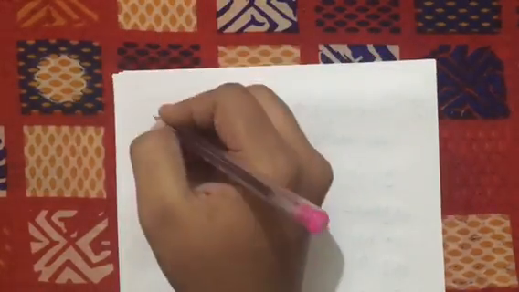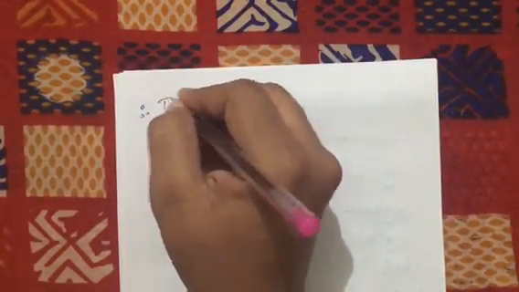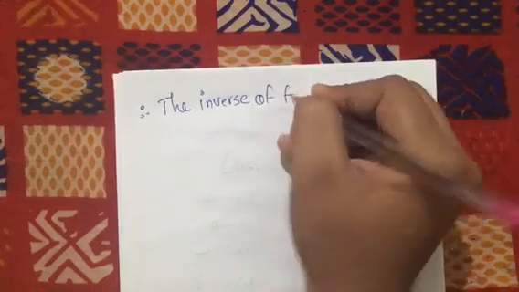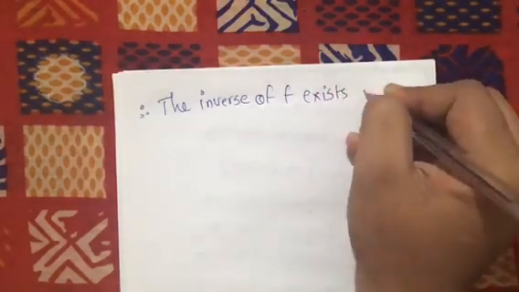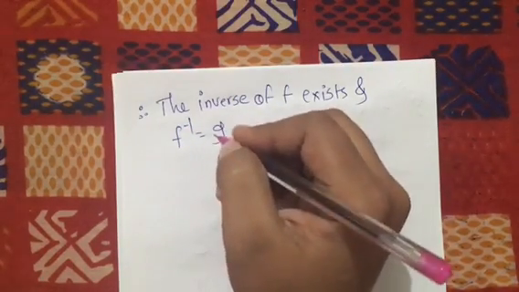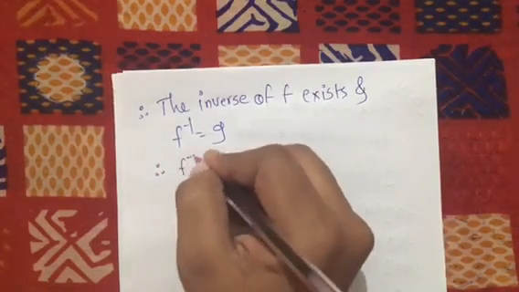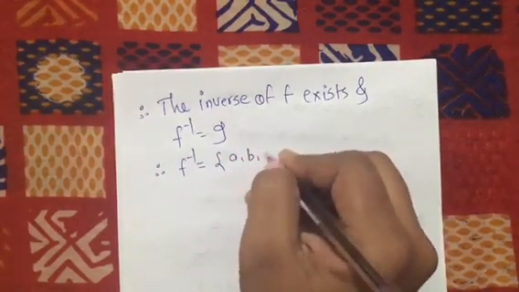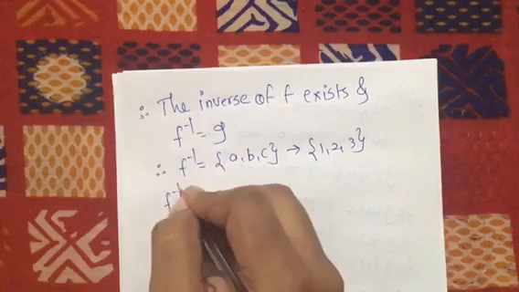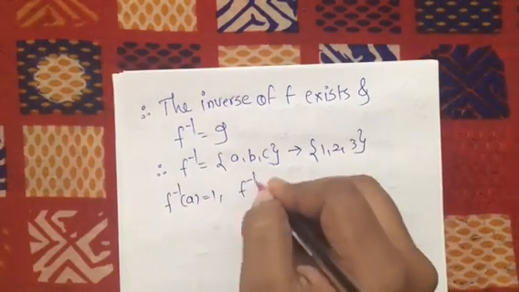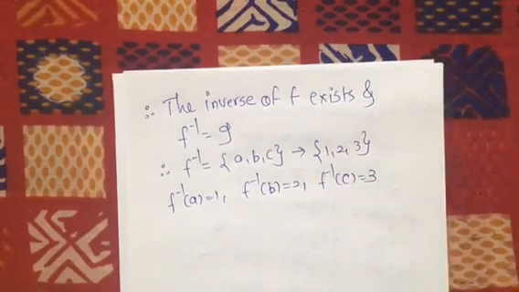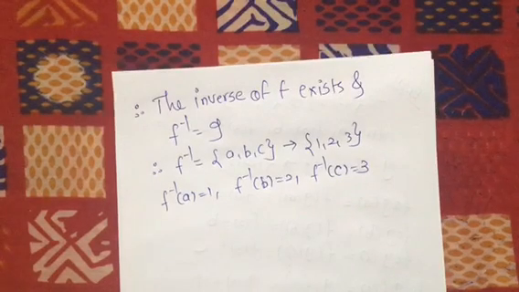So therefore the inverse of f exists and f inverse is equal to g. Therefore f inverse from {a, b, c} to {1, 2, 3} is given by f inverse of a is equal to 1, f inverse of b is equal to 2 and f inverse of c is equal to 3. Now we have to define f inverse of inverse.